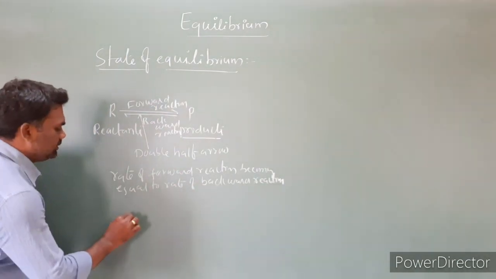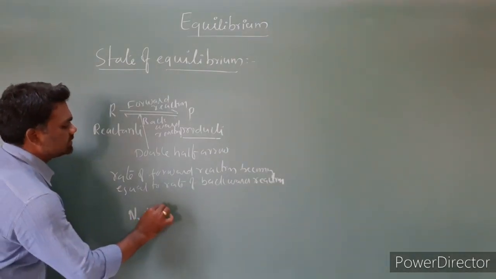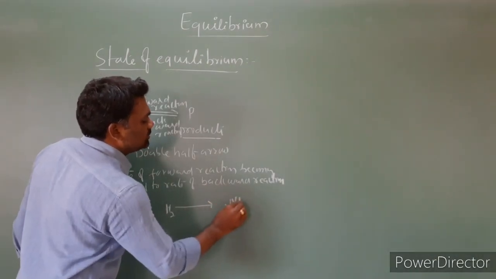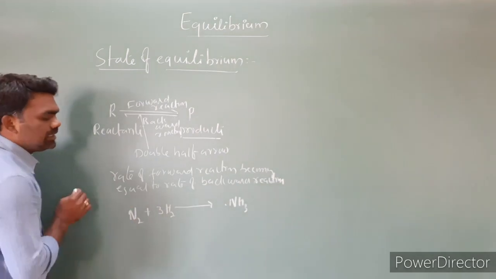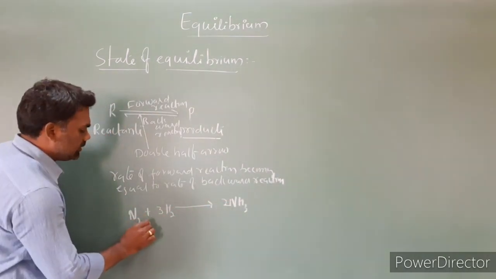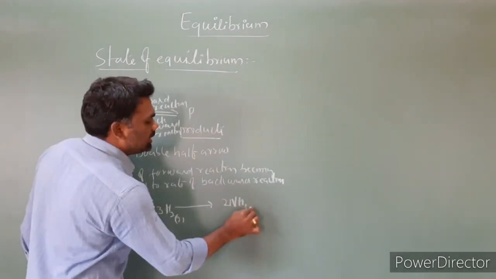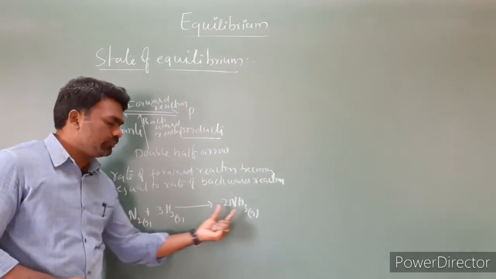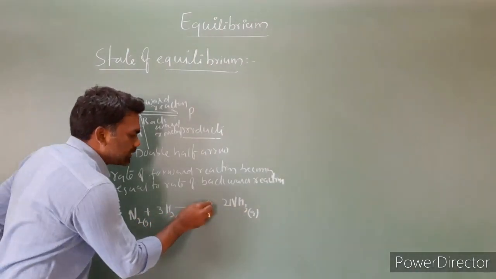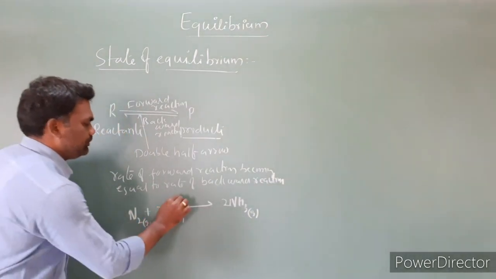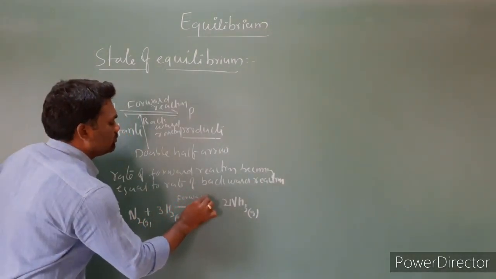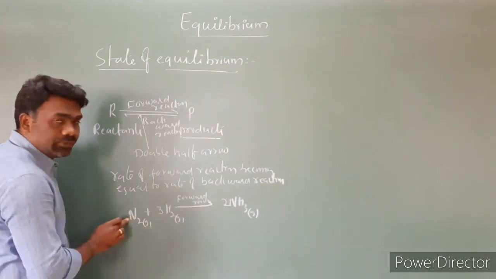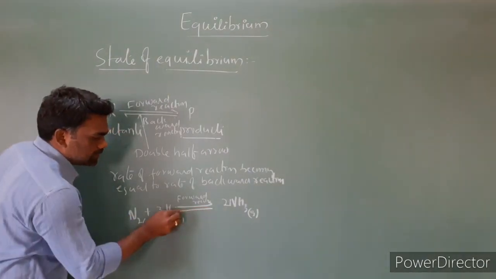So let us take a chemical reaction, N2 plus 3H2 gives rise to 2NH3, so we have to balance it. Here nitrogen is a gas, hydrogen is a gas, and ammonia is a gas. Nitrogen reacts with hydrogen to form ammonia, so this is a forward reaction. Ammonia converting into nitrogen and hydrogen is the backward reaction.